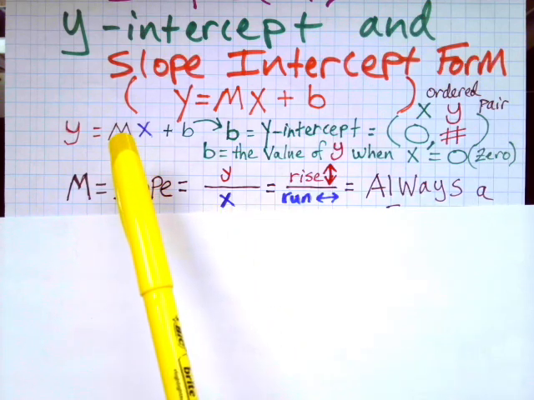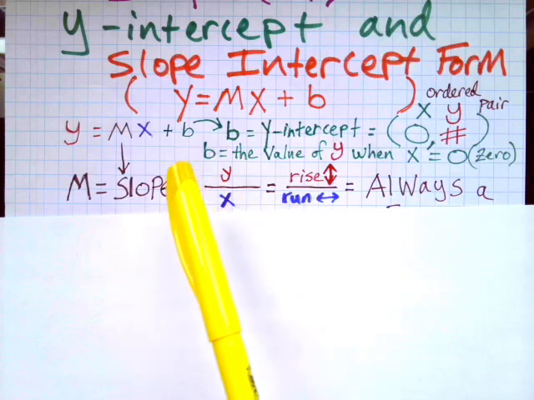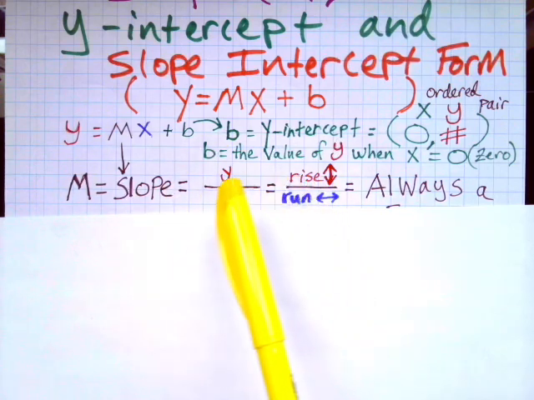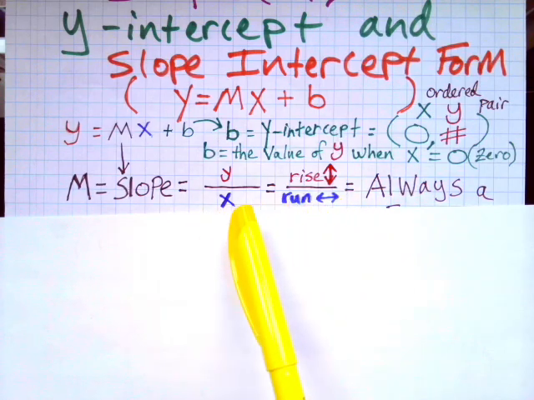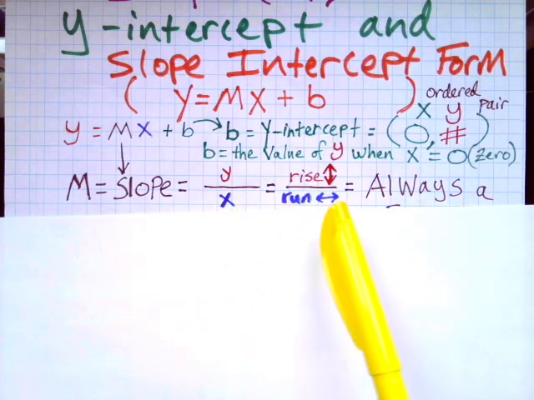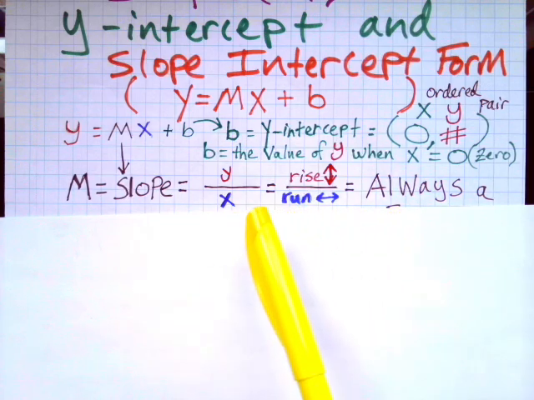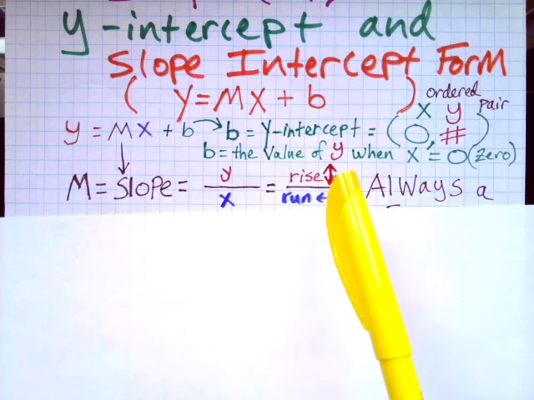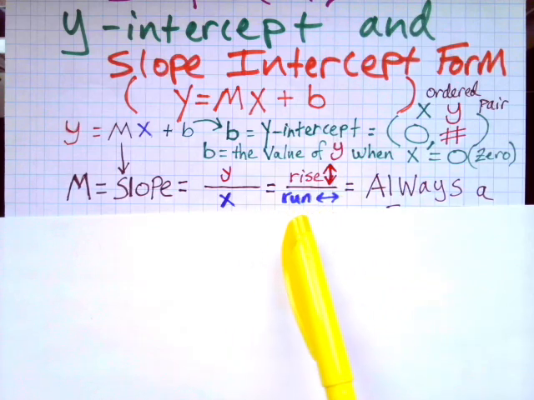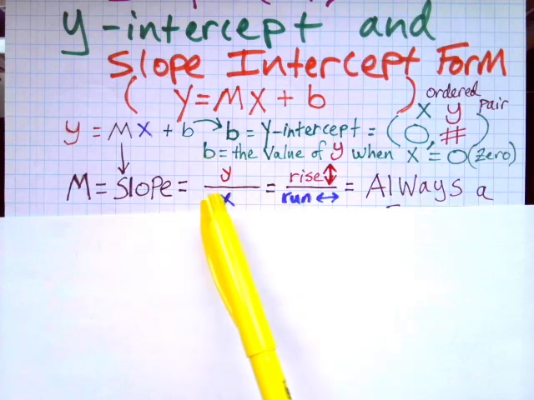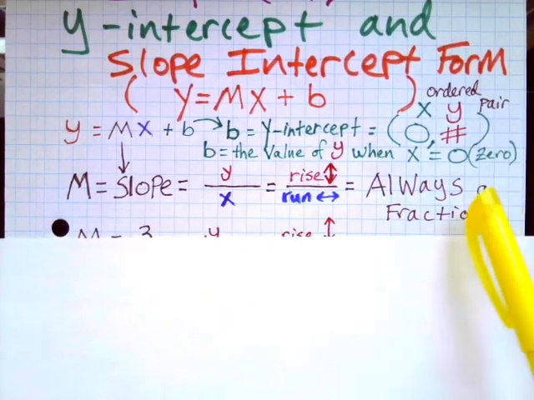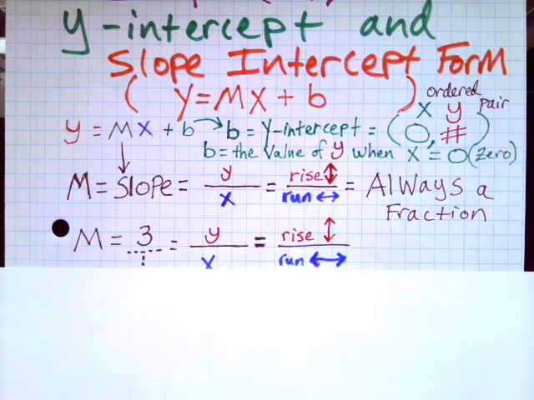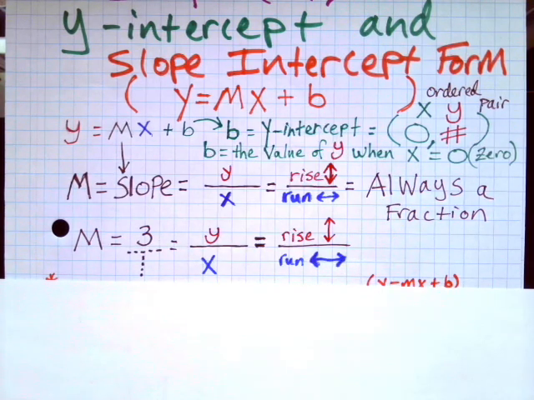So this m value is the slope. It will always be a fraction, representing y, which is the rise on the y-axis, and x will represent the run left to right on the x-axis. Again, rise, up and down, over the run, left to right. Your slope is always going to be a fraction. I can't emphasize enough. So let me show you here what I was talking about.